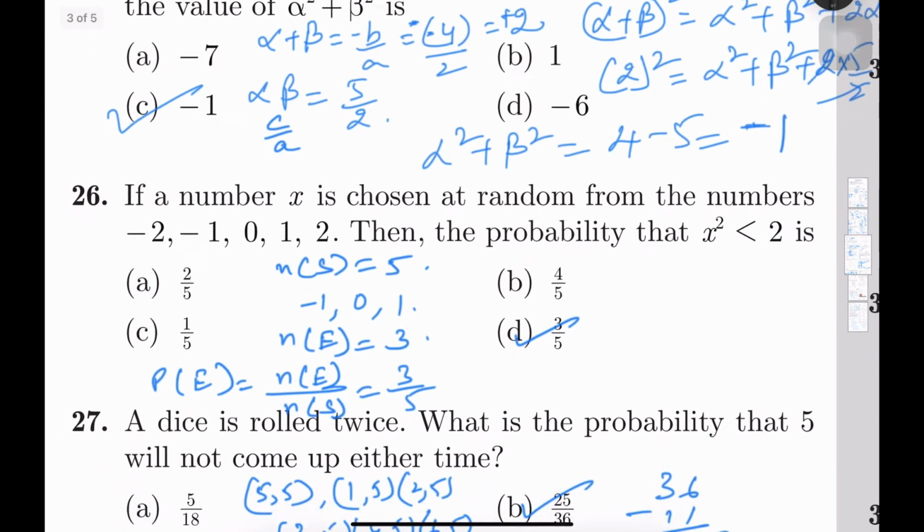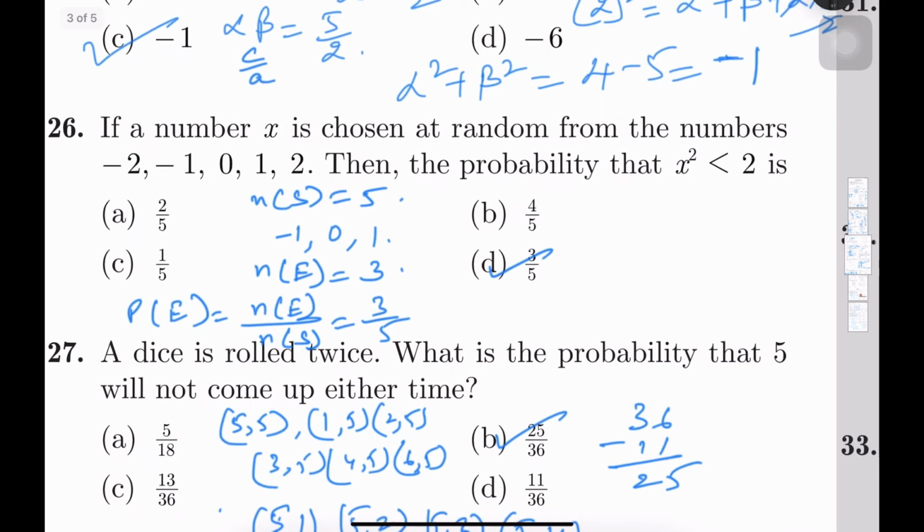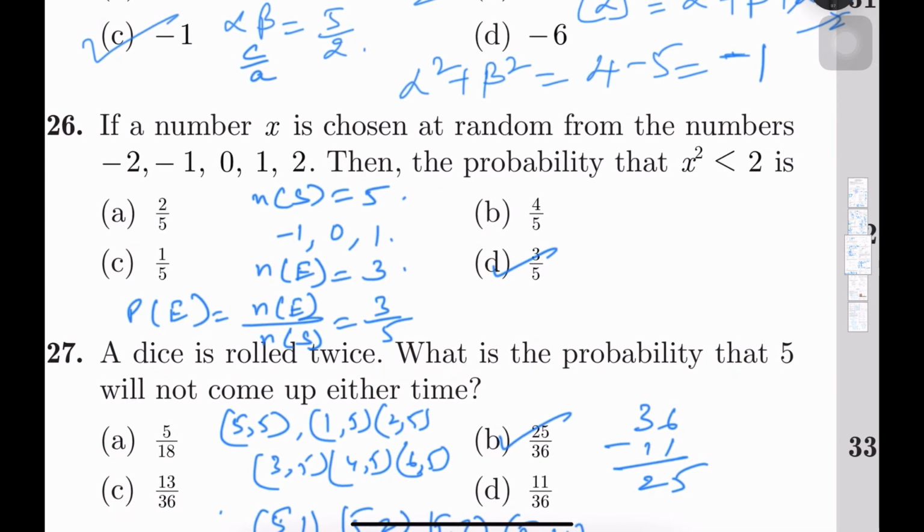Then going into the 26th one, if a number x is chosen at random from the numbers minus 2, minus 1, 0, 1, 2, then the probability that x square is less than 2 is, here you're having a sample space. The total number of numbers from which x can be chosen is 1, 2, 3, 4, 5. So our sample space consists of 5 numbers.